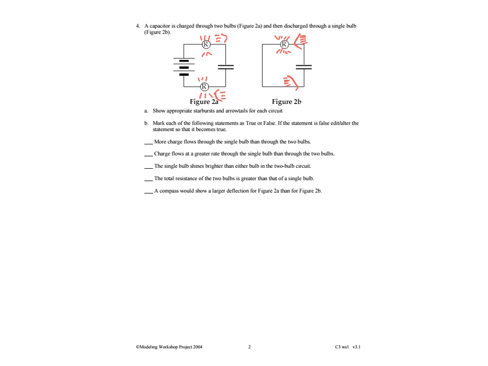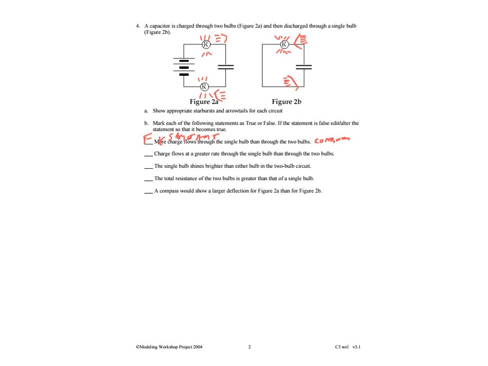Mark each of the following statements as true or false. If it's false, edit the statement so it becomes true. Okay. More charge flows through the single bulb than through the 2 bulbs. This has to be 2 bulbs combined. Does more charge flow through the single bulb than through the 2 bulbs combined? That would be false. It's the same amount. On the previous page, this is the question with the Genicon generator.